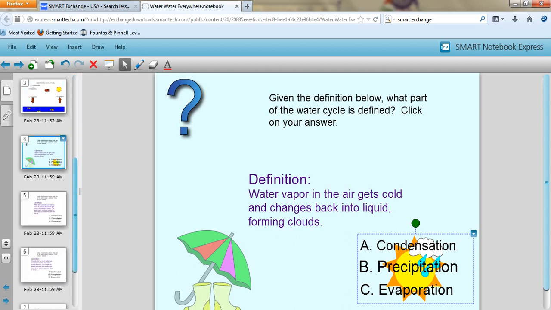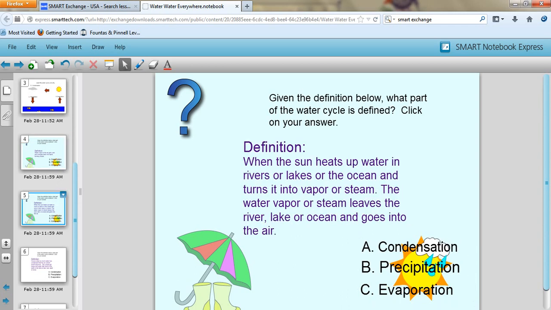The next one we read is when the sun heats up water in rivers or lakes or the ocean and turns it into vapor or steam. The water vapor or steam leaves the river, lake, or ocean and goes into the air. And that answer would, of course, be evaporation.